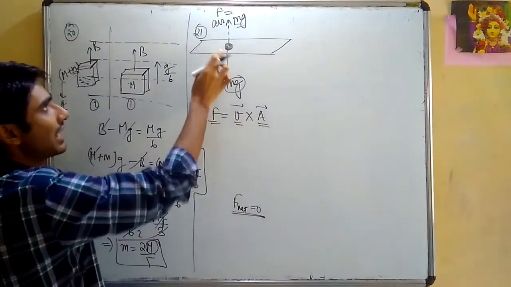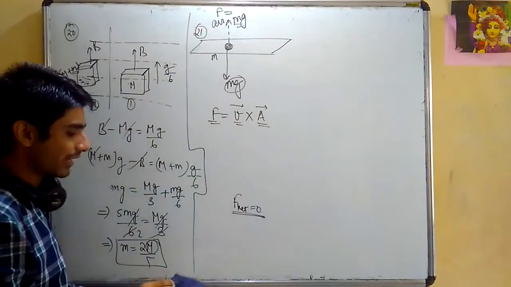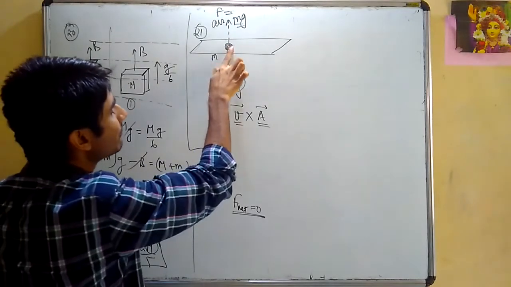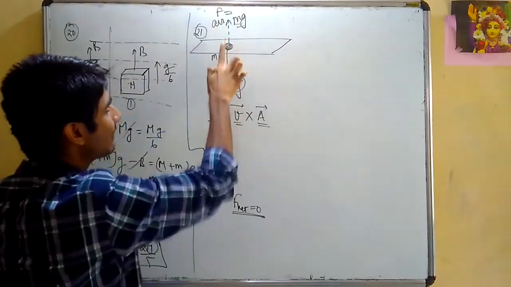So if you carefully see, I want to get the final product upward. This is called cross product, V cross A. How should be my V? My V and A should be such that F comes in the upward direction.